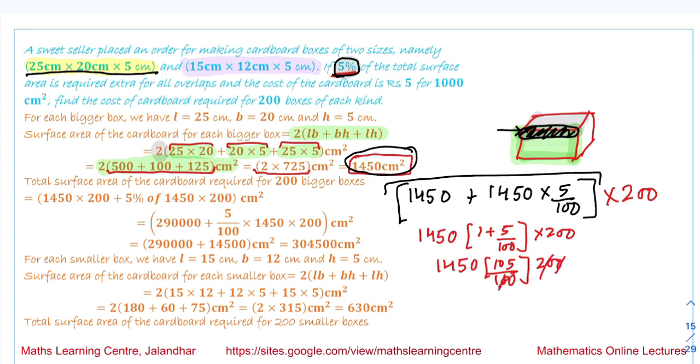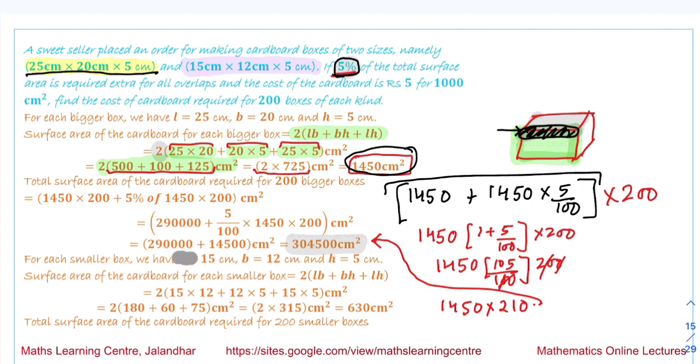This gets cancelled, so we are left with 1450 into 105 into 2, which is 210. You multiply these two values and you get the answer 304500 centimeter square. This is the answer we are getting here. So this is the total area of the cardboard required for making 200 large boxes.